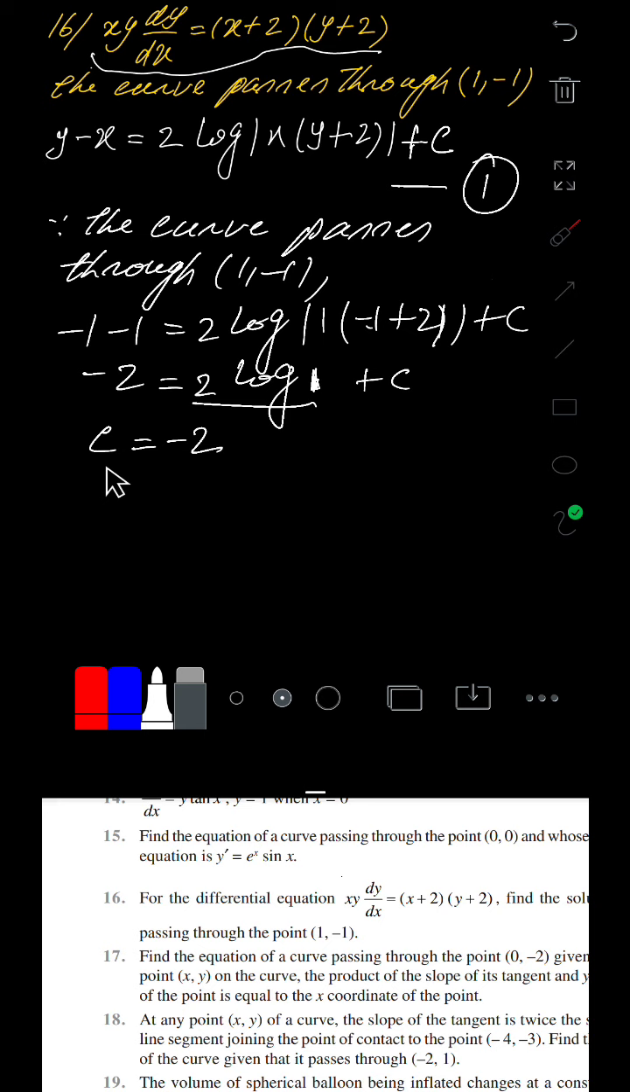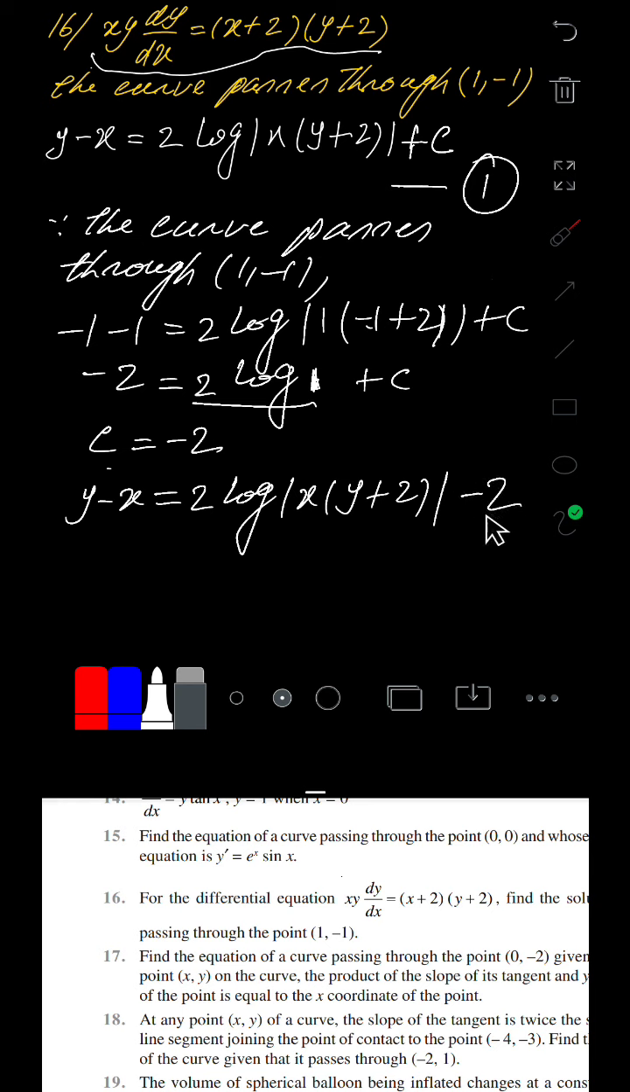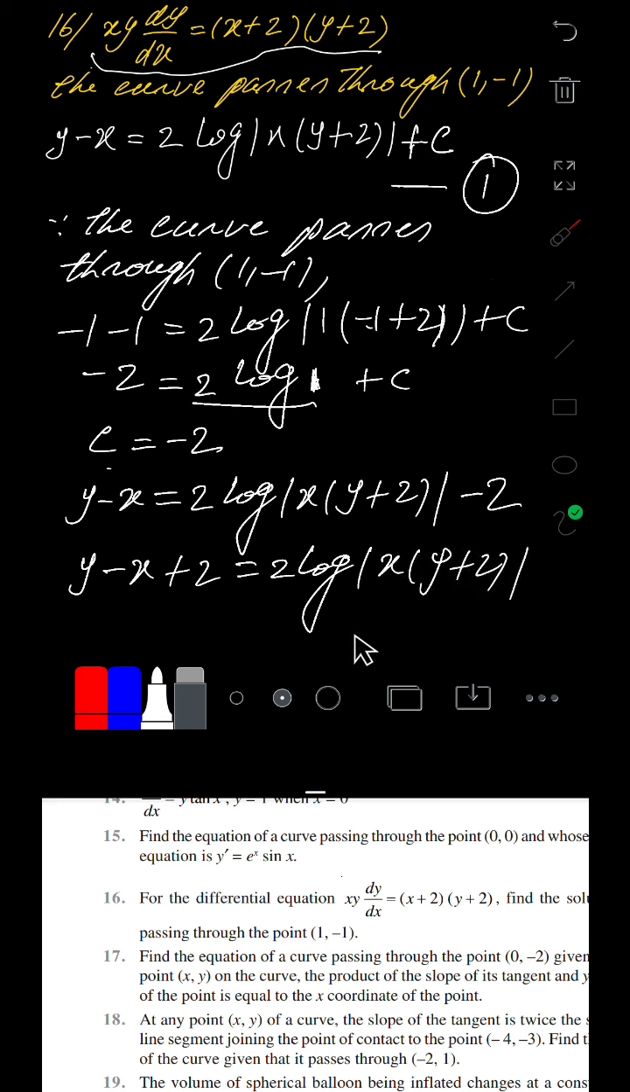So putting this value of c in equation number 1, we have y minus x is equal to 2 log modulus x(y plus 2) minus 2. Transposing this -2 to the left hand side, we have y minus x plus 2 is equal to 2 log mod x(y plus 2), and this is the required particular solution of the given differential equation. This answer may also be written in exponential form.